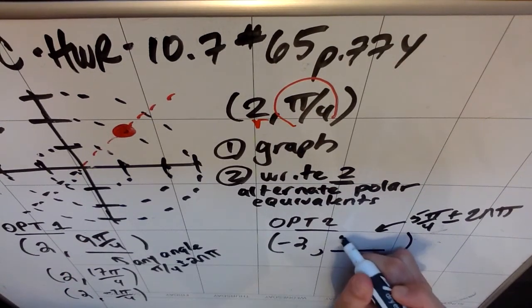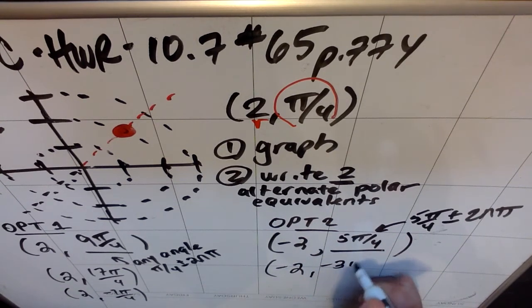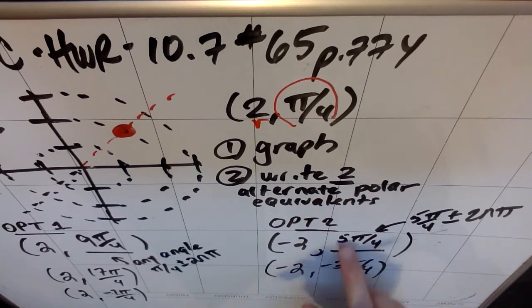So negative 2 comma 5 pi over 4 is the other one they have in the back of the book. But again, you could use any angle that's coterminal with this. So you could add or subtract 2 pi to this, which is the same as 8 pi over 4. So it would also work to call this negative 2 comma negative 3 pi over 4, because that would be taking away a 2 pi from the 5 pi over 4.